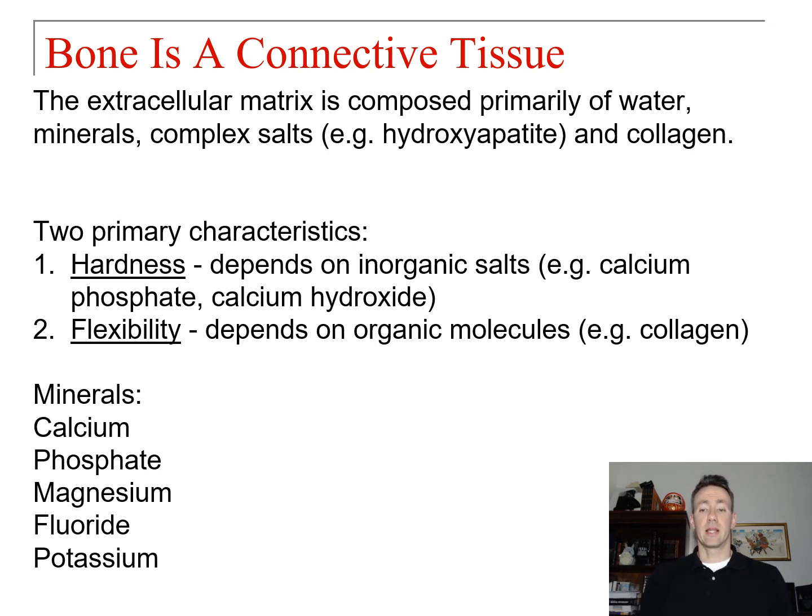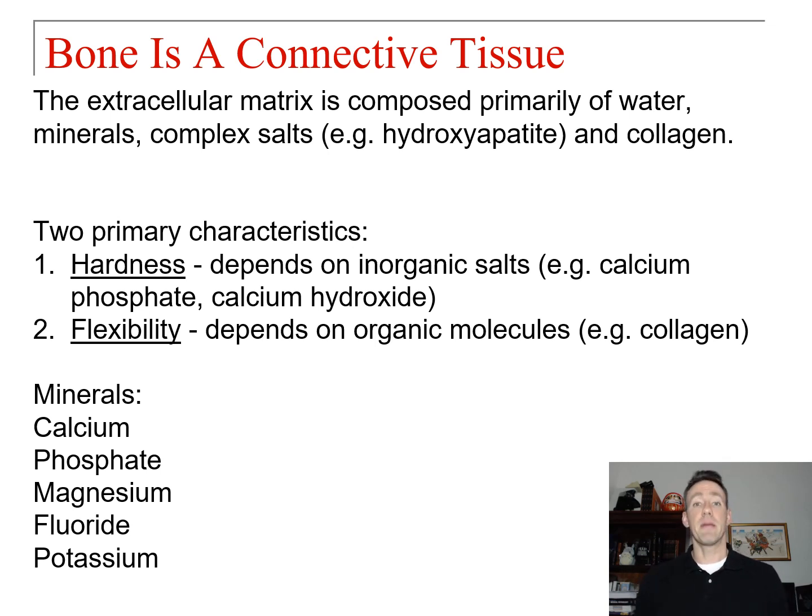Okay, and then the second component to the bone is flexibility. We don't generally think of bones as being flexible, but in point of fact, it's actually a requirement to make sure that the bones aren't too brittle. And so the flexibility is contributed by organic molecules. And so that would be things like collagen and the extracellular proteins that are secreted by things like the osteoblasts. And so it's this composite of, or balance I should say, between hardness and flexibility that makes up the bone.